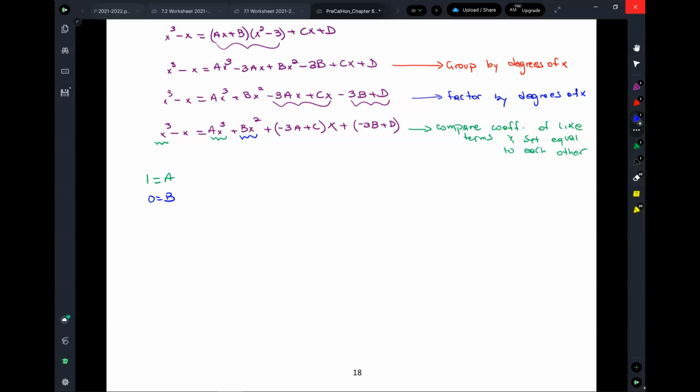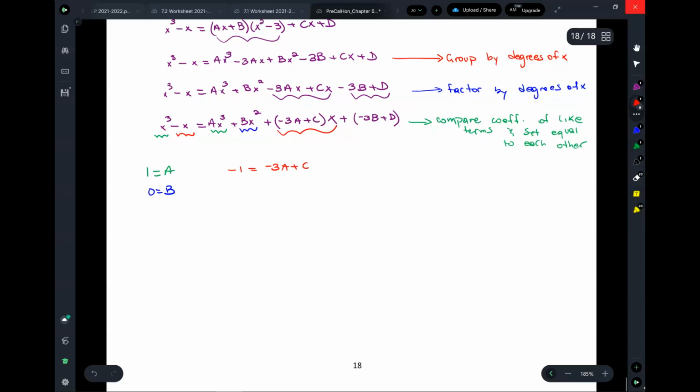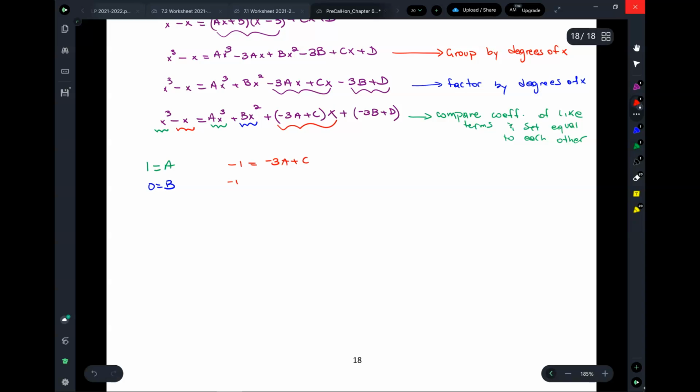Okay. Next. This is the x term. What's the coefficient? On the left-hand side, the coefficient is -1. On the right-hand side, -1 equals -3a plus c. Okay? So this is -1 equal to -3 times 1 plus c. c is equal to 2. Again, you see how matrices could have come in handy?